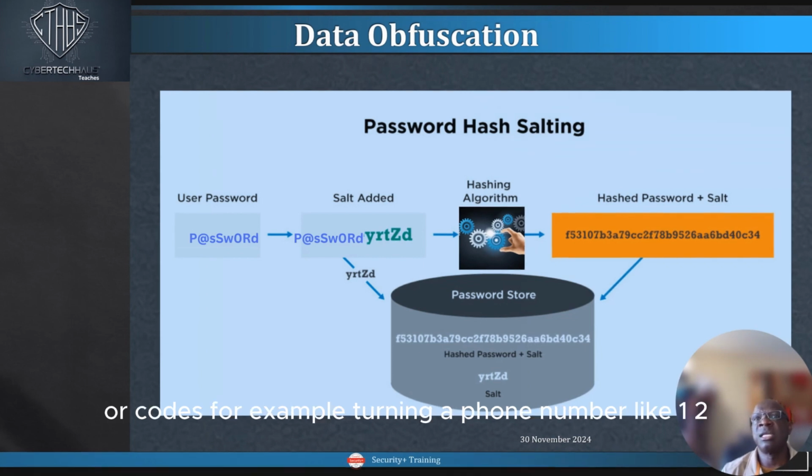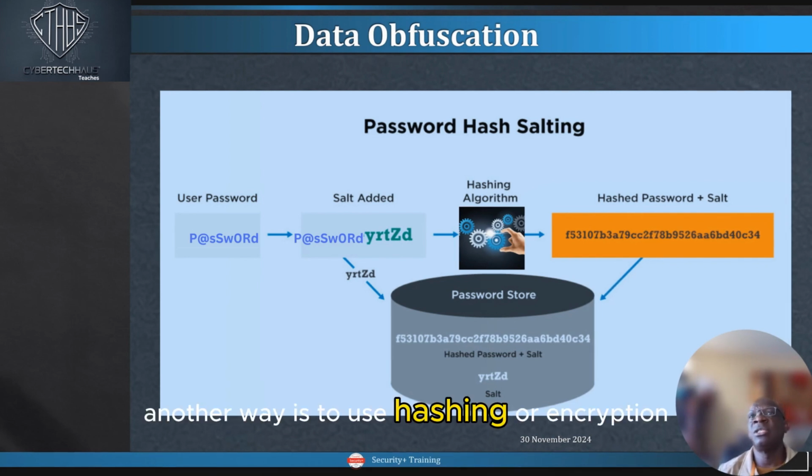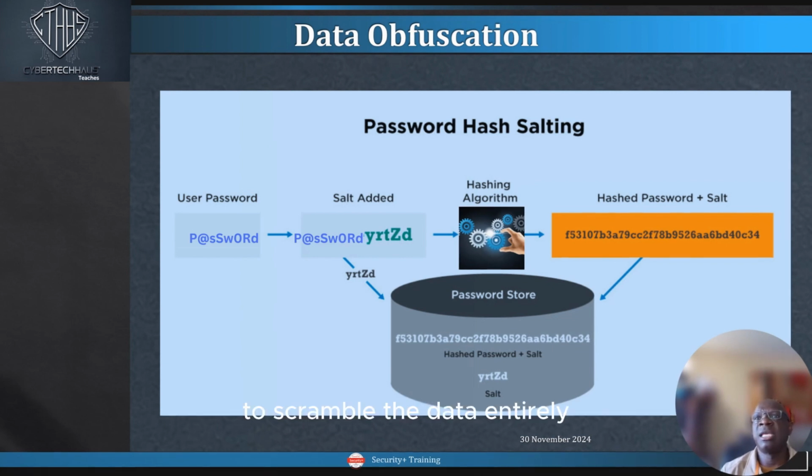For example, turning a phone number like 123-456-7890 into something like XXX7890. Another way is to use hashing or encryption to scramble the data entirely so it looks like random characters to anyone without the right access.